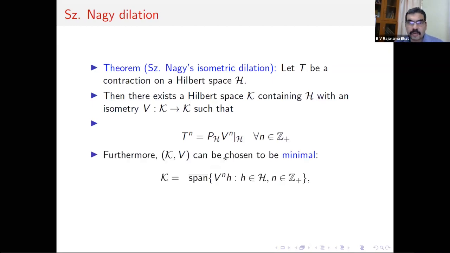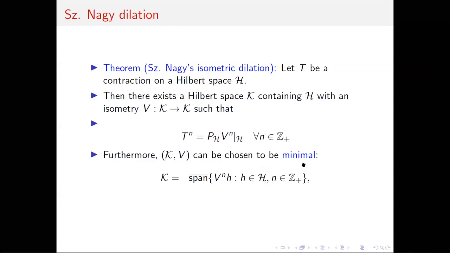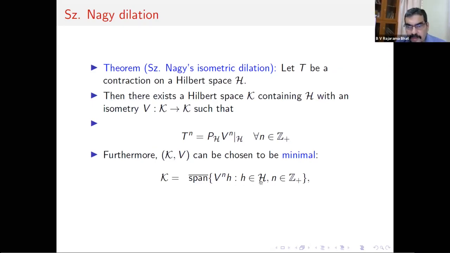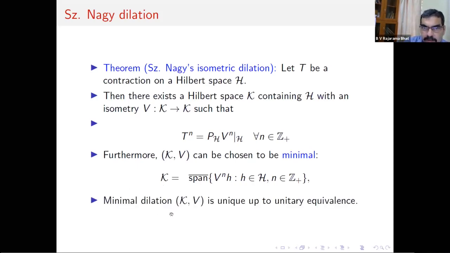Moreover, this pair can be chosen to be minimal. That means the span closure of V to the power N H is the whole space K. So H has been embedded in the bigger space, and if you apply V, wherever the space gets covered, that span closure should be K. So that is minimality. And then the theorem says that this kind of minimal dilation K and V is unique up to unitary equivalence.